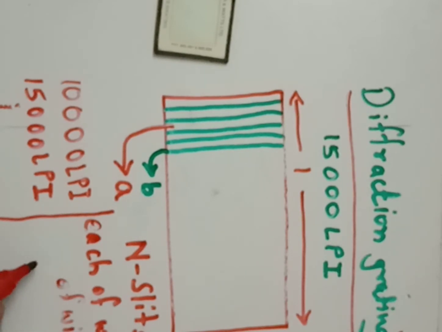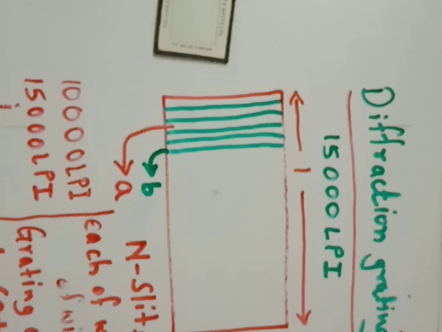For a diffraction grating, there is another important quantity called the grating element. It is denoted by D, which is a plus b. It is given by a plus b. So by definition, the distance between centers of two adjacent slits is called the grating element.